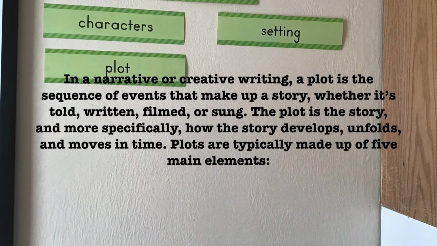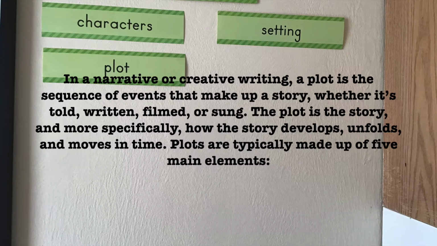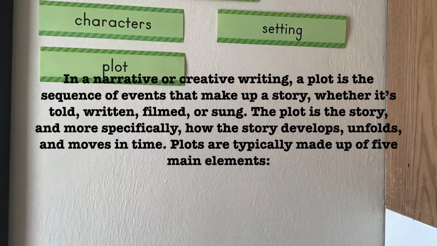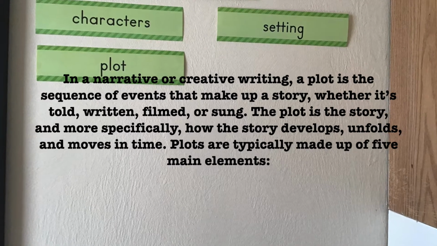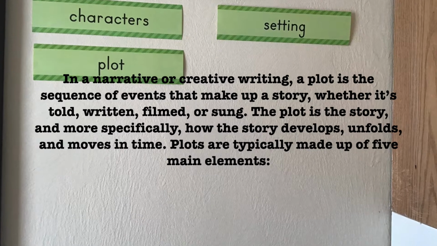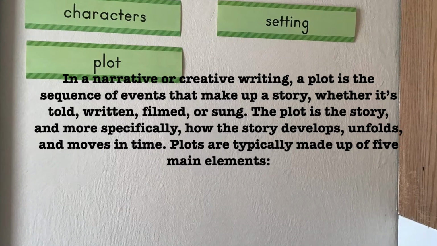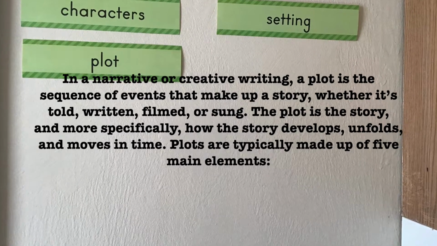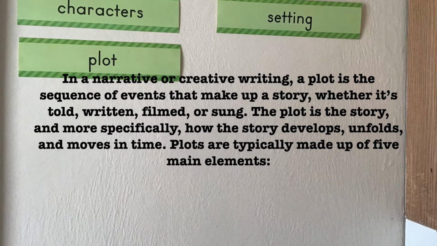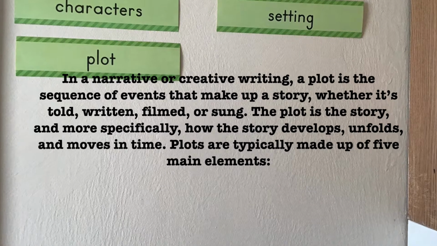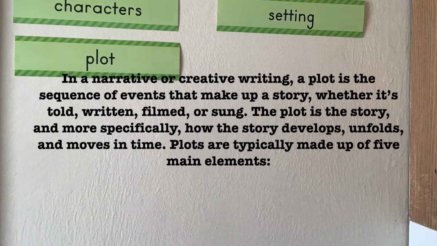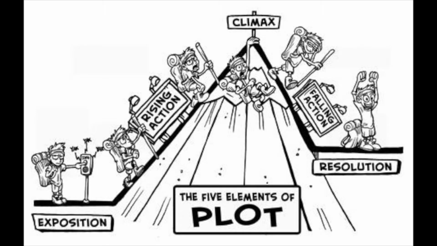According to literaryterms.com, in narrative or creative writing, a plot is the sequence of the events that make up a story, whether it's told, written, filmed, or sung. The plot is the story and, more specifically, how the story develops, unfolds, and moves in time. Plots are typically made up of 5 main elements. These 5 elements are exposition, rising action, climax, falling action, and resolution.